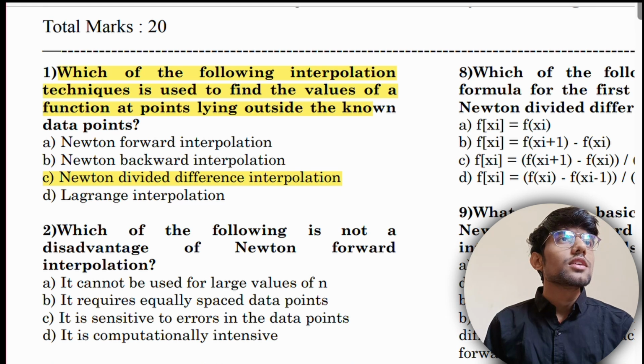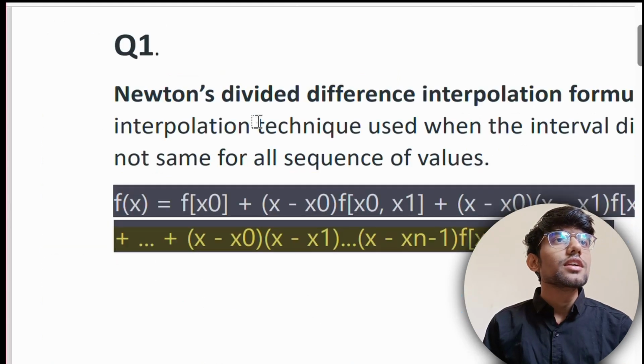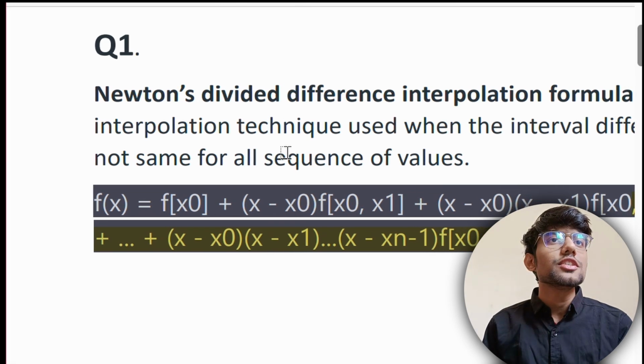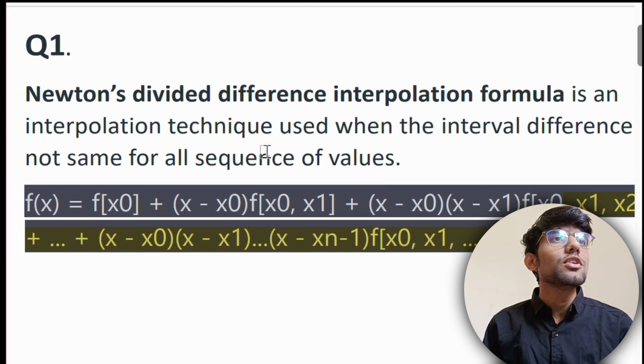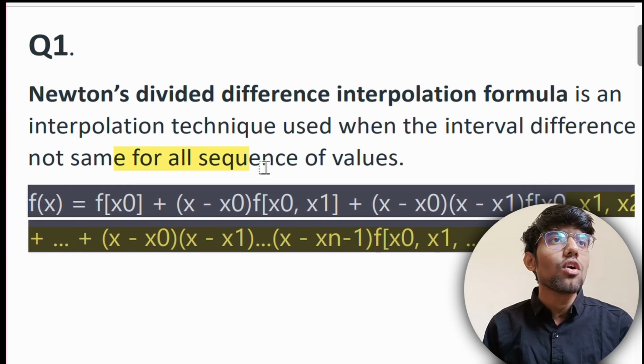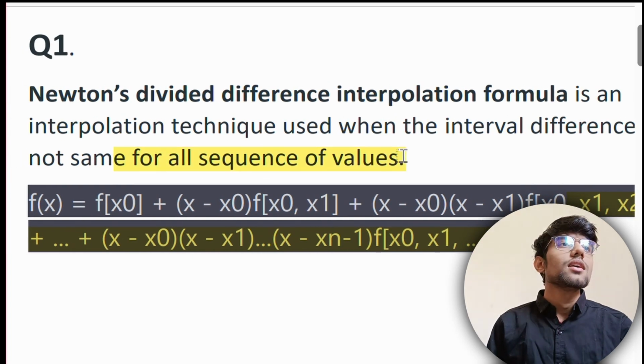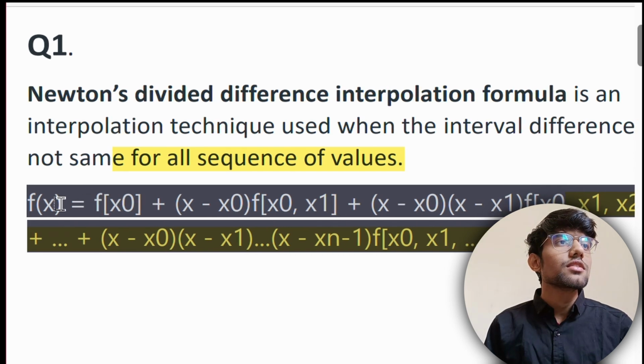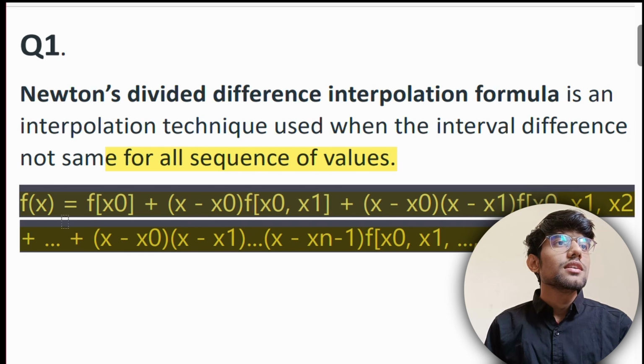And what is divided difference interpolation? Newton divided difference interpolation is an interpolation technique used when the interval differences are not the same for all the sequence of values. So here is the formula for Newton divided difference interpolation.